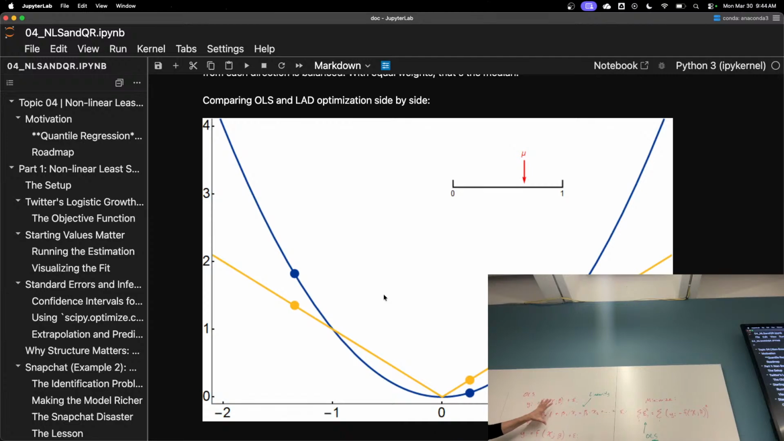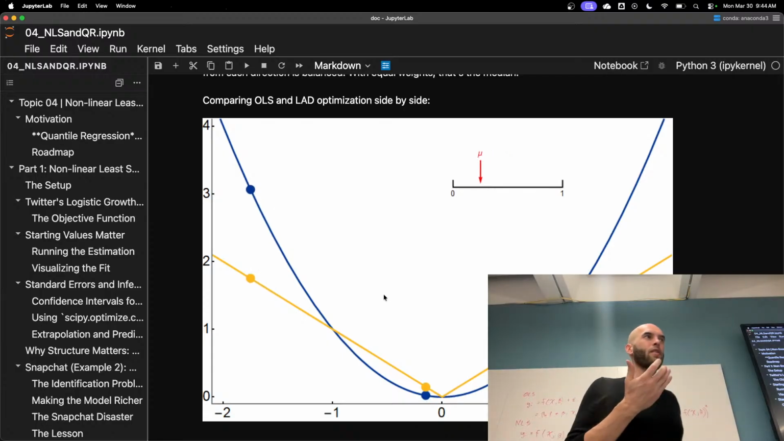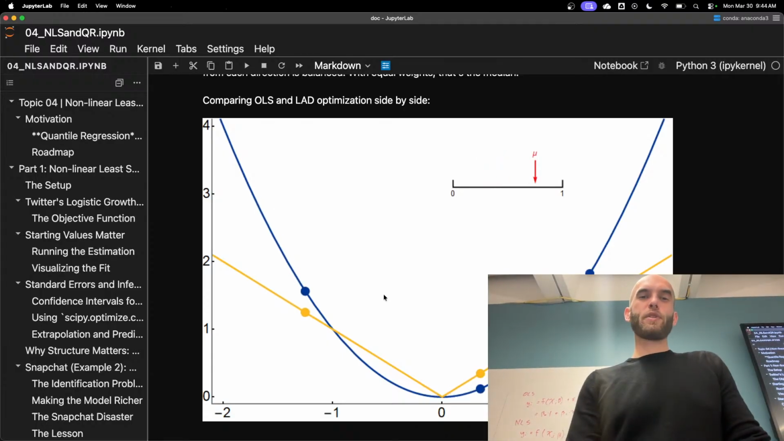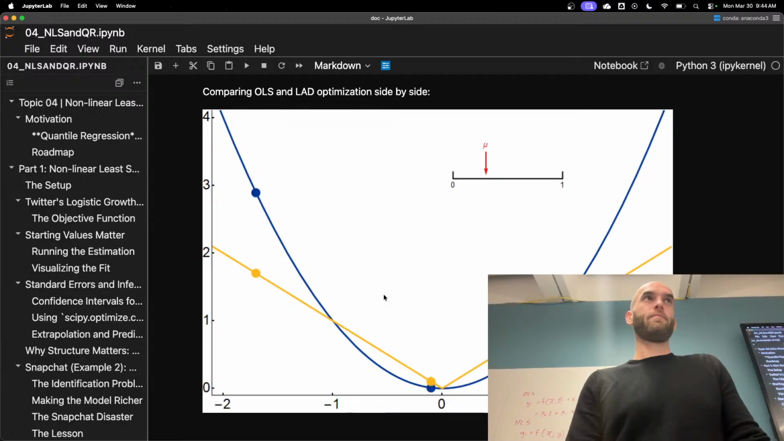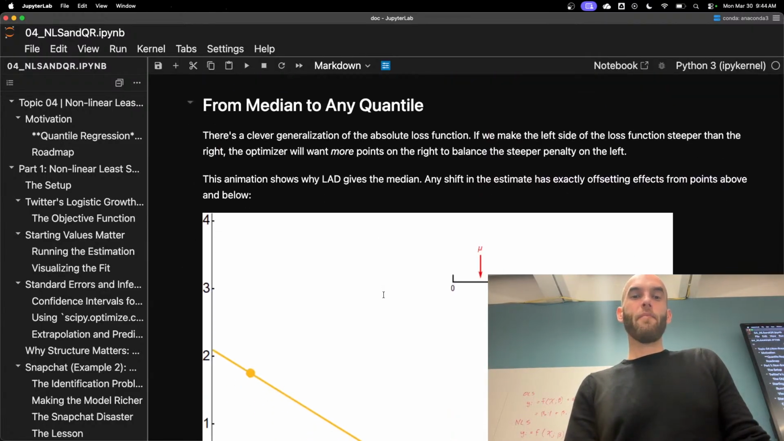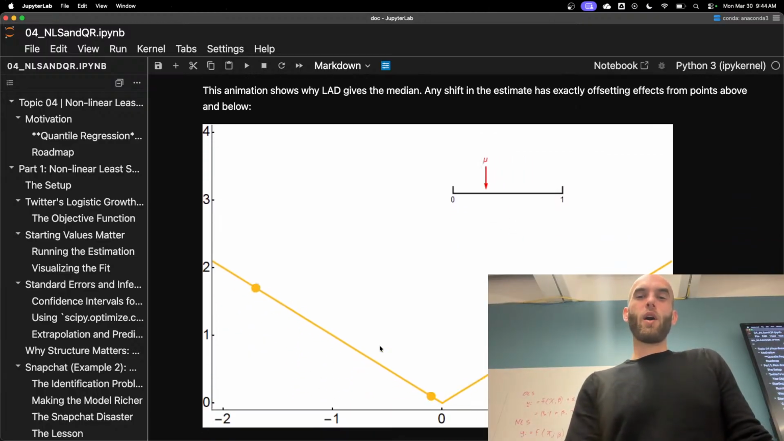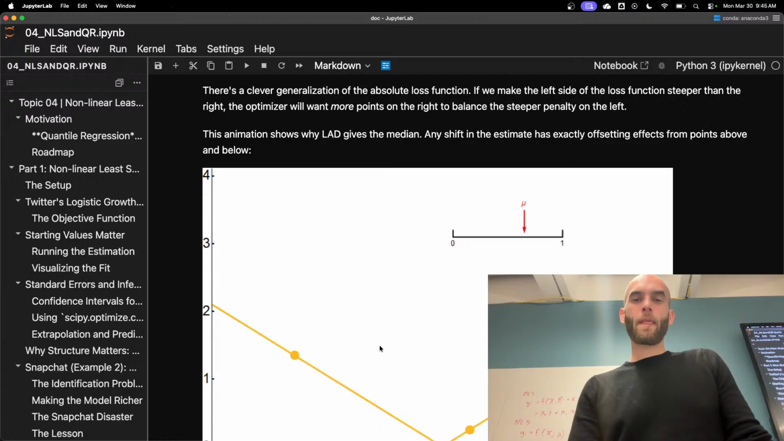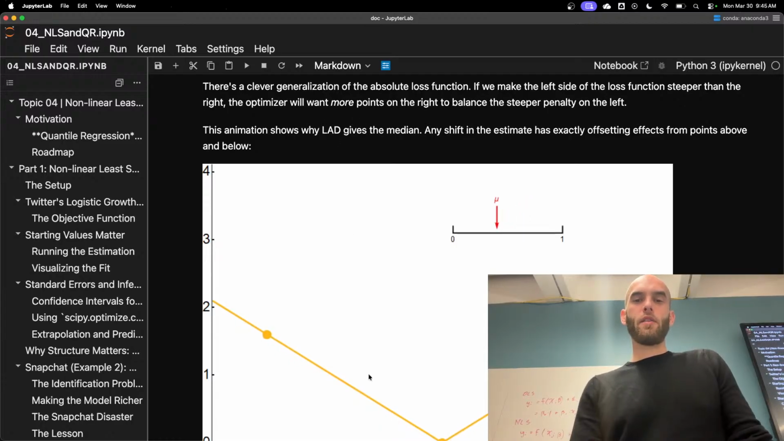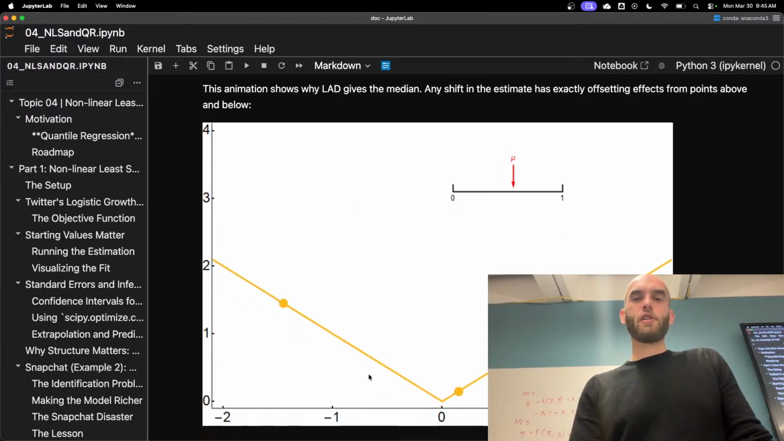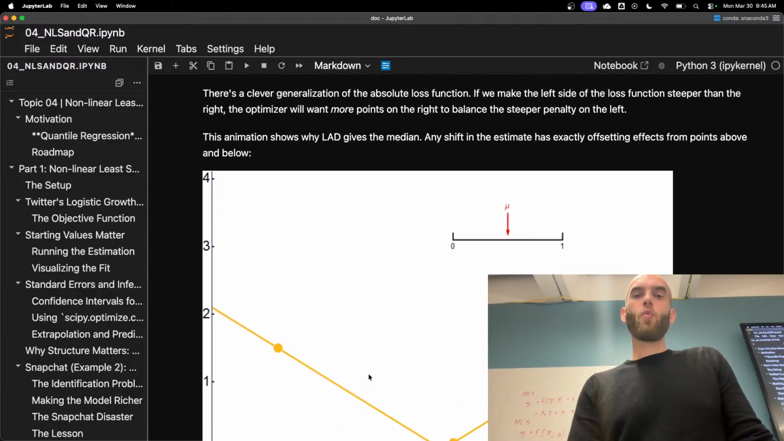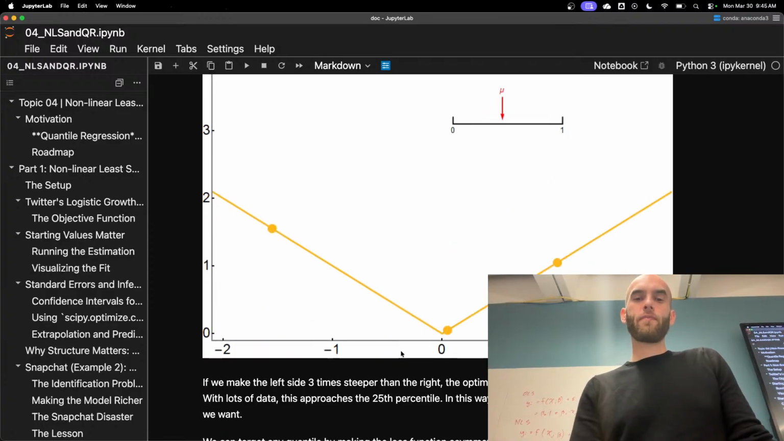So you have to sort of change up your intuition about what the betas are doing. Using the absolute deviation, we get betas that are medians instead of means. But we can do this for lots of other quantiles. So this is the least absolute deviation giving us the median. But what we can do is change the slopes.